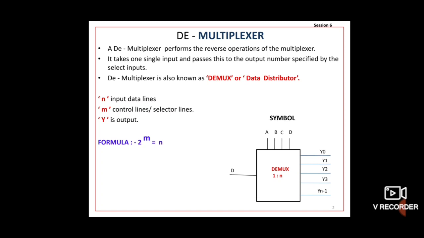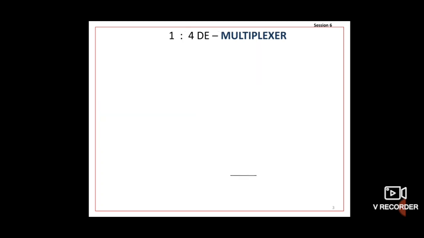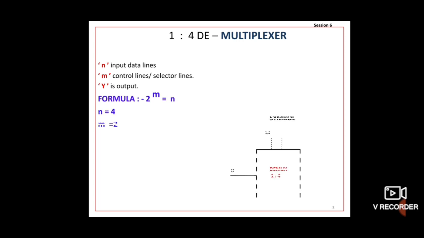Now let's see the 1 to 4 demultiplexer. In the 1 to 4 demultiplexer, N is the input data lines, M is the control lines and Y is the output. Now calculate the select lines or control lines depending on the input line. Now 2 raised to M equals N, and N is equal to 4. So what is the value of M? It is 2. 2 means how many select lines? 2 selector lines are necessary for this 1 to 4 demultiplexer.